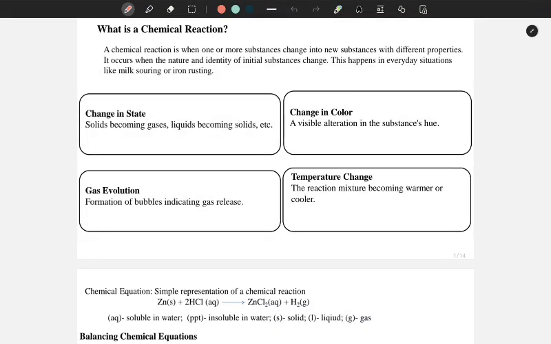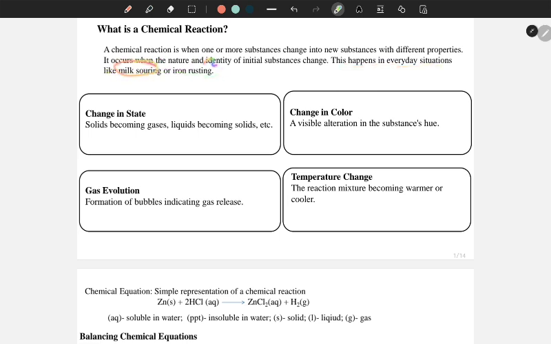Today I am here to teach you the first chapter of class 10 NCERT, that is chemical reaction and equation. So what is a chemical reaction? A chemical reaction is when one or more substances change into new substances with different properties. It occurs when the nature and identity of the initial substances change. That means if the nature and identity of the initial substance change, then we can say a chemical reaction is taking place. This happens in everyday situations like milk souring or iron rusting.